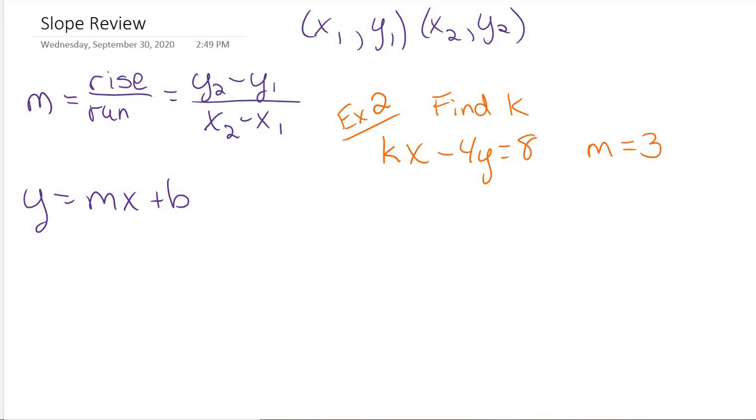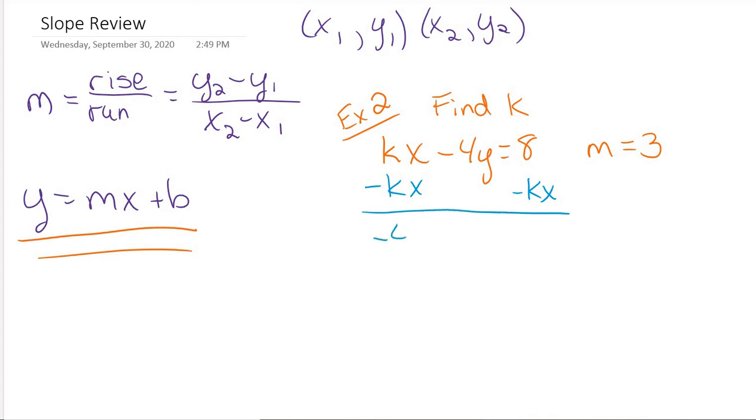First thing you need to do whenever you're looking for a slope is to be in slope-intercept form. And for you to be in slope-intercept form, y has to be isolated or by itself. So I am going to isolate our y value. So I'm going to subtract the kx. And since 8 and kx are not like terms because the 8 doesn't have an x, I can't combine them. But I am putting the x term first just because that's how we're used to looking at it here in slope-intercept form.